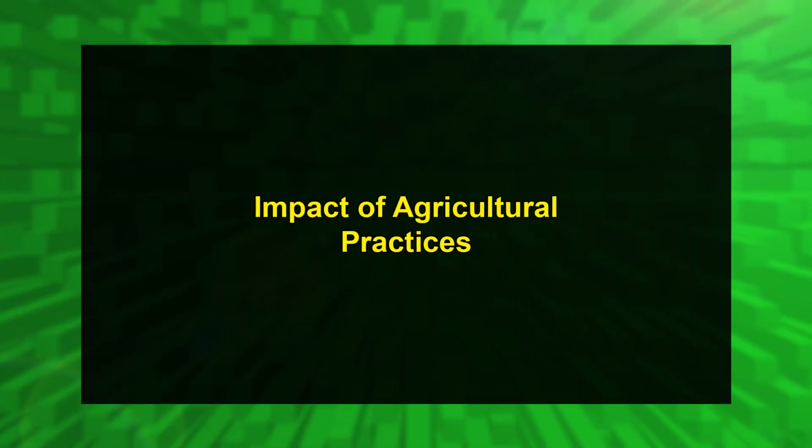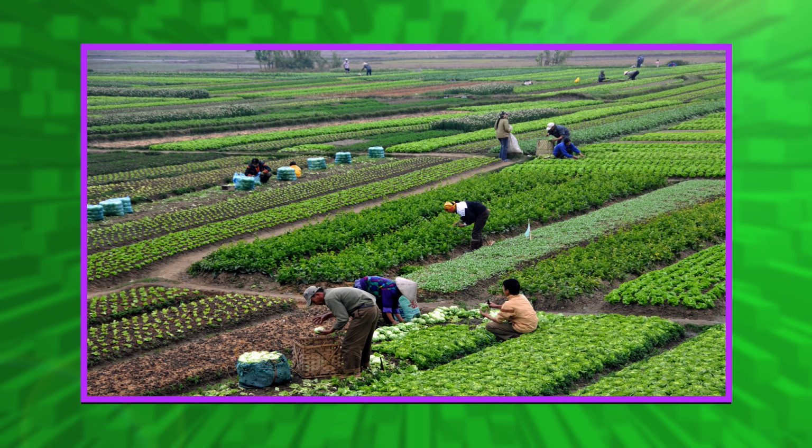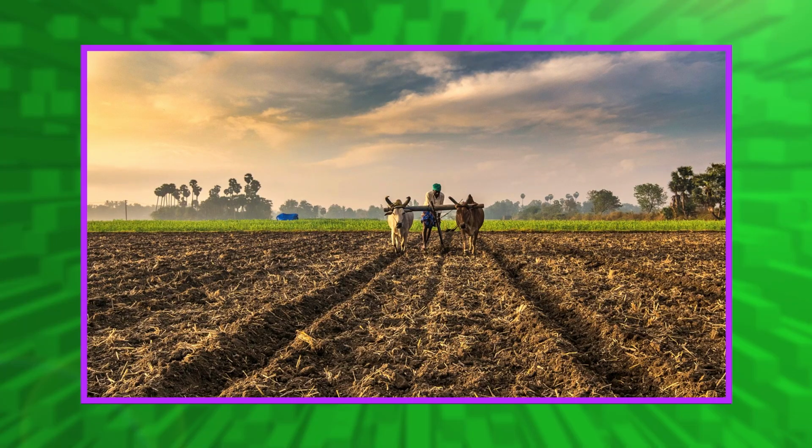Coming on to impact of agriculture practices. Agriculture, likely the earliest human industry, also stands as the world's largest, engaging over half of the global population. Given its scale, it's expected that agriculture significantly influences the environment. Over the past century, agriculture has experienced substantial transformations.